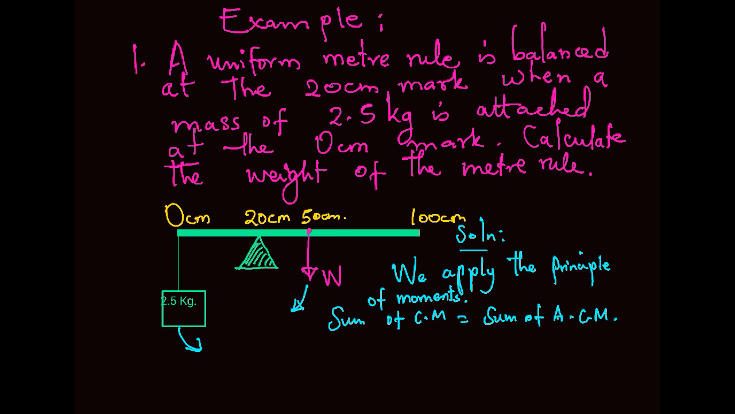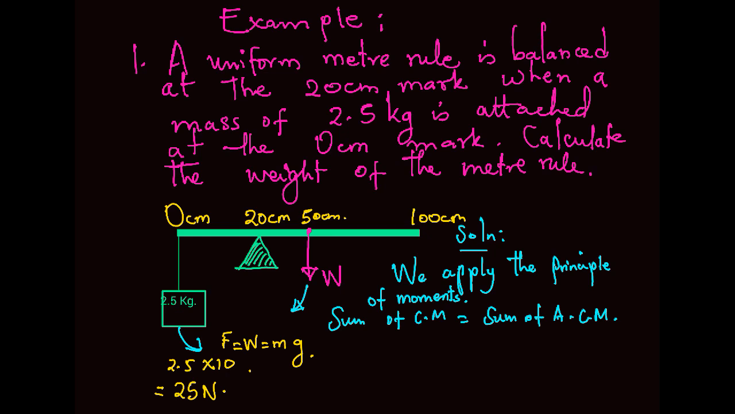We deal with forces, and therefore it is important that we convert 2.5 kilograms into newtons by multiplying it by 10. We multiply by 10 because force, which in this case is the weight, is given by mg. If we take g to be 10, then we have 2.5 times 10, which is 25 newtons.